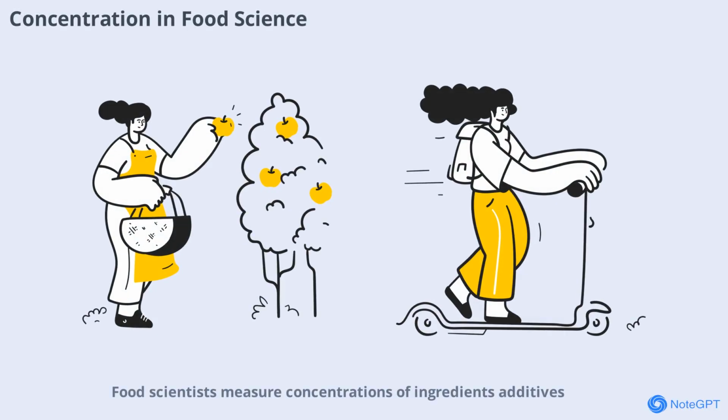Food scientists measure concentrations of ingredients, additives, and nutrients to ensure quality and safety. For instance, the amount of sugar in soft drinks or preservatives in packaged foods is carefully controlled using concentration calculations.